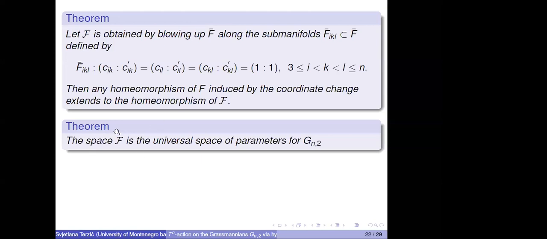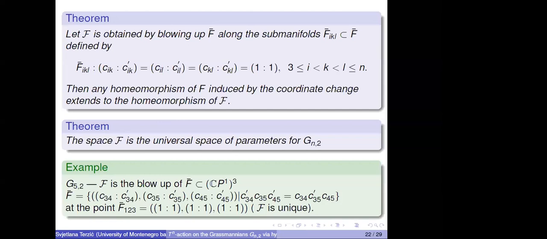And then we prove the theorem that the space F obtained in this way is the universal space of parameters for GN2, so it satisfies all the requirements we put previously. For example, when we consider G52, we obtain in this way that the universal space of parameters is just the blow up of this surface at the point 1, 1, 1, 1, 1, 1, and actually for this we proved in our earlier paper, and this blow up is unique.